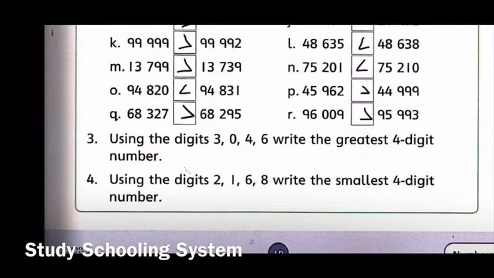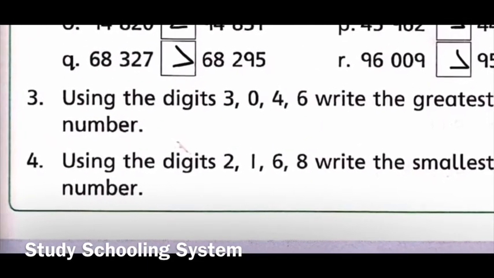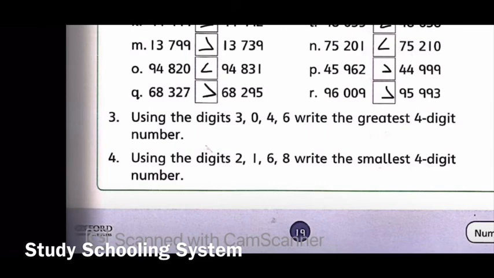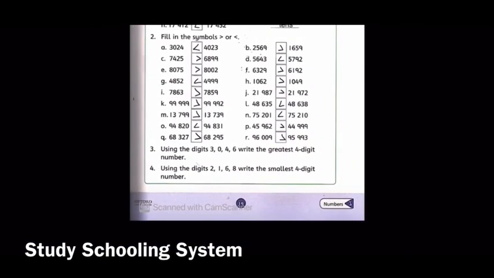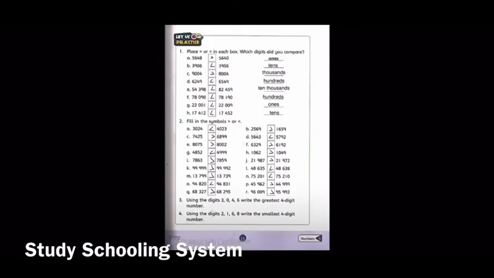Yes, because when we are comparing, we start with the thousands digit, right? The first number. And when the first digit is smaller than the other digit, of course, the number automatically will be the smallest it can be. So the answer is 1268. Good job. So now these are all of your exercises that you will do for today.